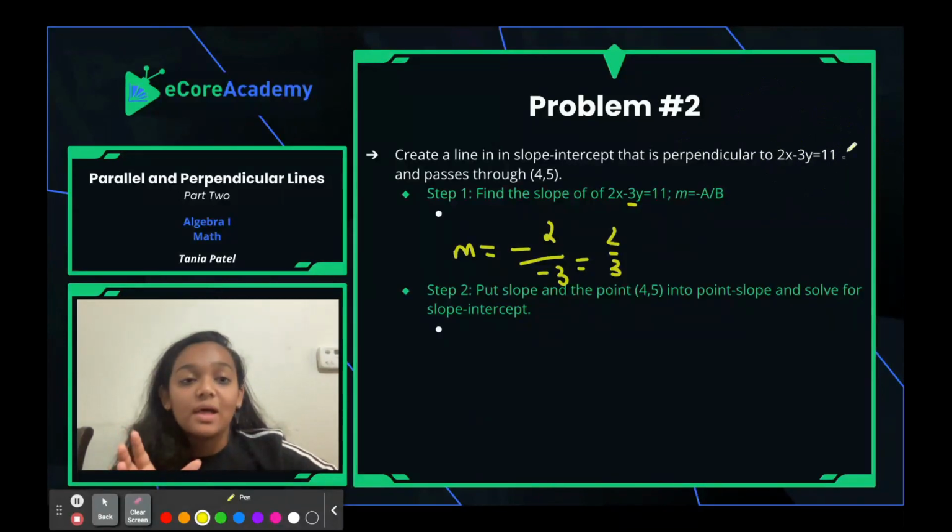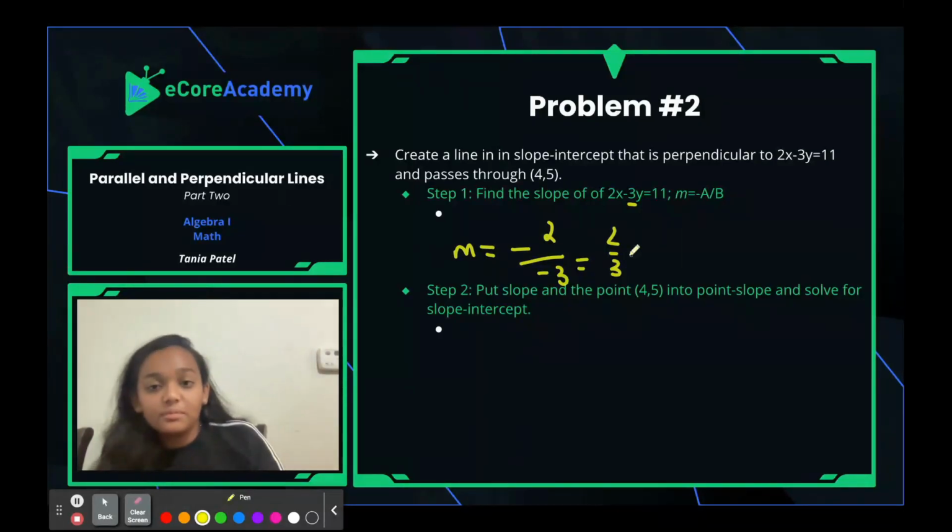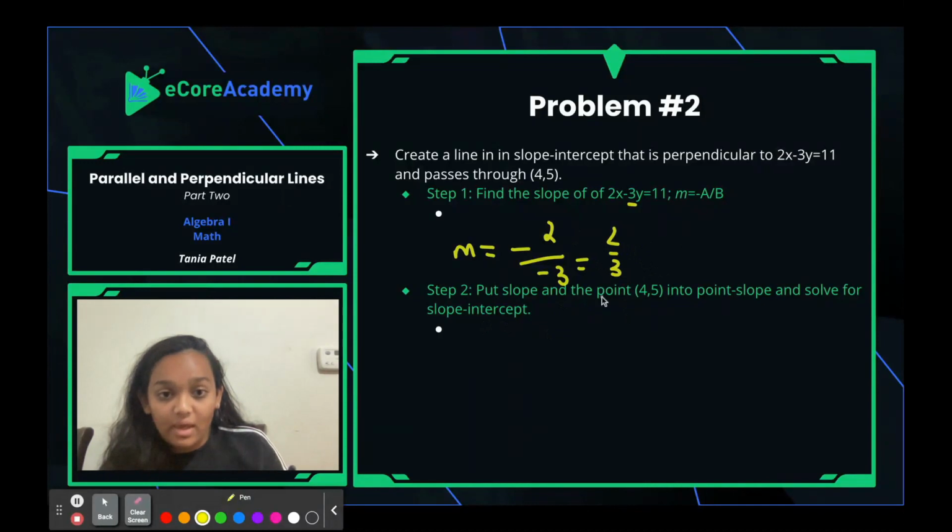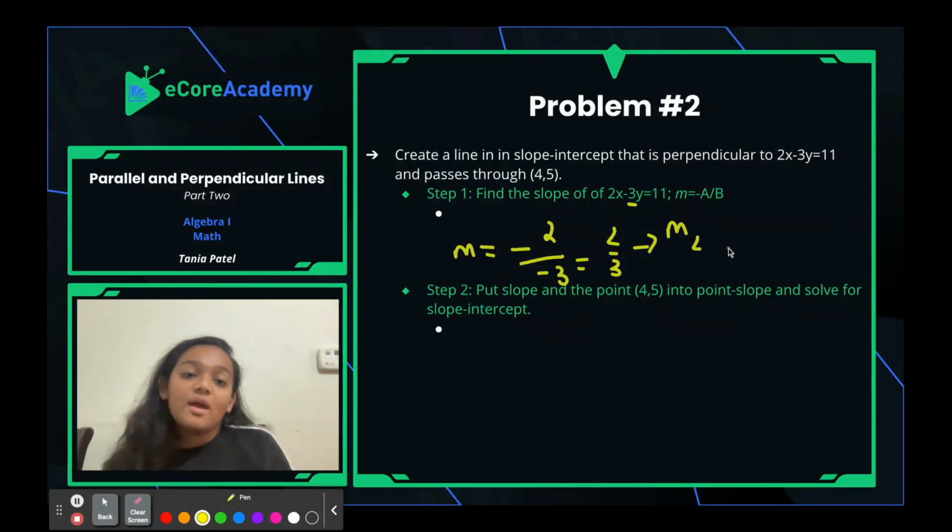We know that the m value, the slope for this equation, is 2/3, but we also know that perpendicular lines have opposite, negative reciprocals. The m that we are going to be using here is not going to be this m, because then it'll be parallel lines. So we have to find the opposite, negative reciprocal. So the m for step 2, which we'll call m2, will be 3 over 2 with the opposite sign, and negative reciprocals. And it's as simple as that.